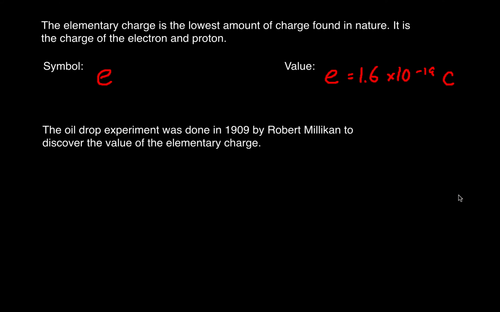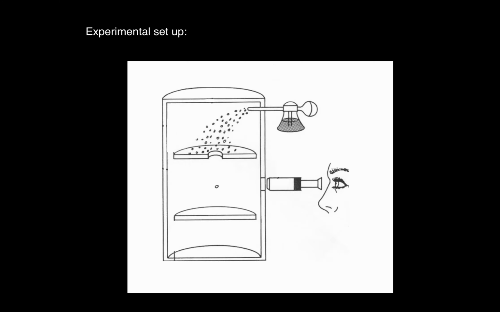The oil drop experiment was done in 1909 by Robert Millikan to discover the value of the elementary charge. The oil drop experiment had a setup in which two chambers were stacked on top of each other. A dropper bottle released oil droplets into the first chamber. In the first chamber, the oil droplets picked up a small amount of charge, that is 1 or 2 or a couple electrons, due to friction in the chamber.